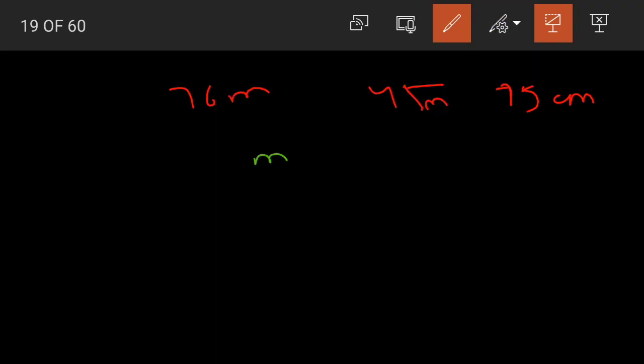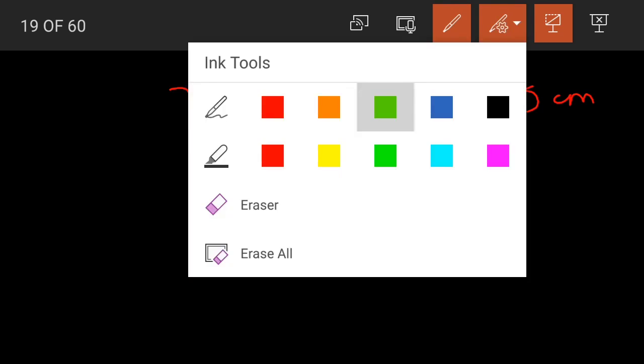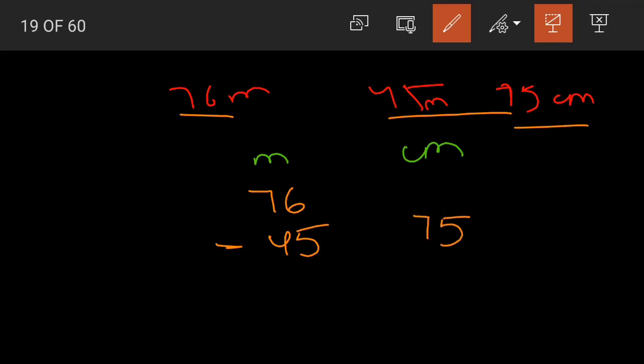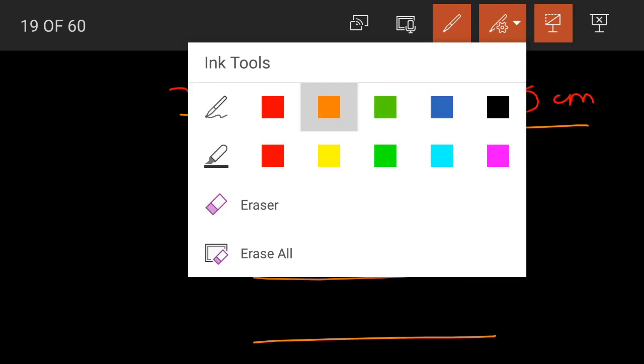So how will we solve this? We'll make 2 columns, meters and centimeters. In meters, first we have 76 meters minus, for the second term we have 45 meters and 75 centimeters. If you look at the first one, we have nothing in centimeters. So what will we do? We'll write zeros.